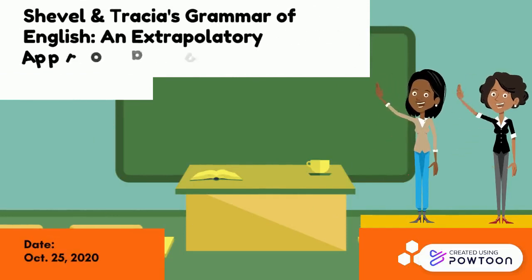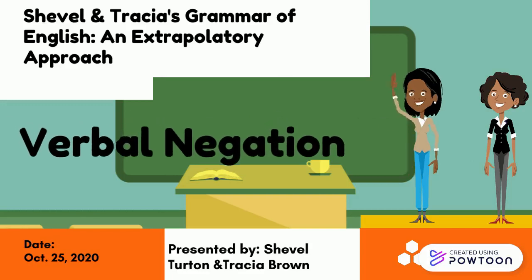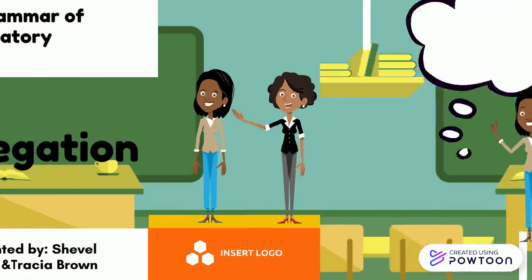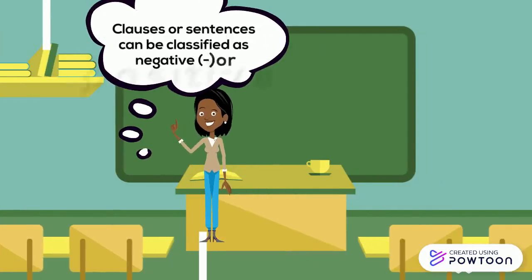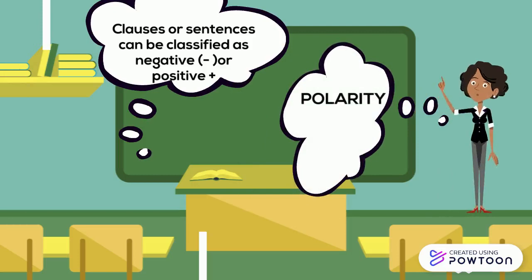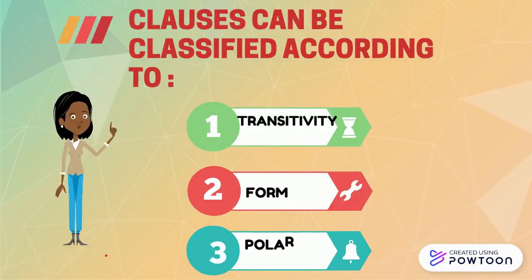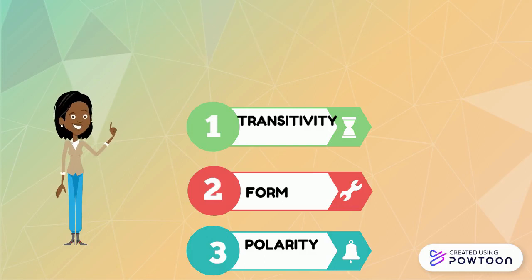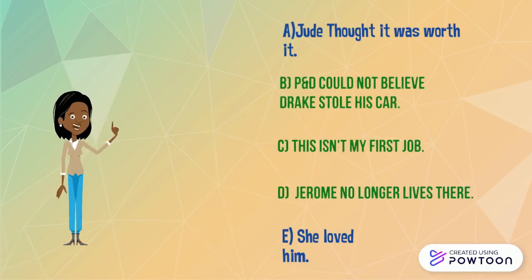The focus of this video will be on verbal negation. In English, clauses or sentences can be classified as negative or positive. This description of clauses is called polarity. In linguistics, polarity is one of the various categories of the grammatical system used to classify clauses.